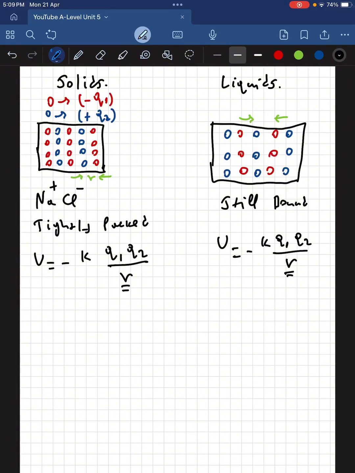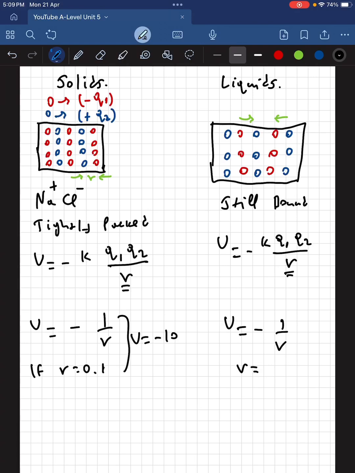Let me use numbers. If we set everything to 1 except R, then this is -1/R, and this is also -1/R. If R is 0.1, then V is -10. But if R is, say, 0.5, then V is -2, right? So the potential energy in a solid is larger, but in the negative sense. Okay, it's more negative. It takes more energy to break these bonds. This is what larger potential energy means, pretty much. And it's much smaller in liquids.